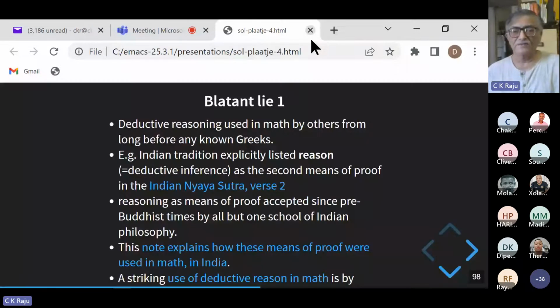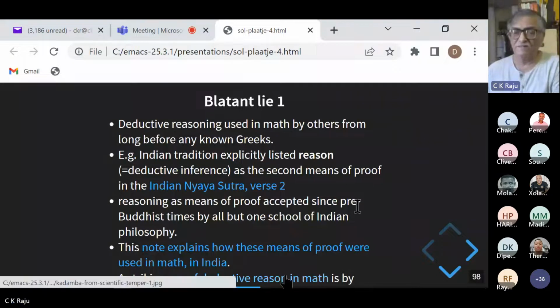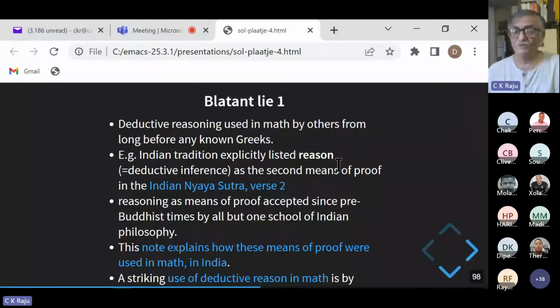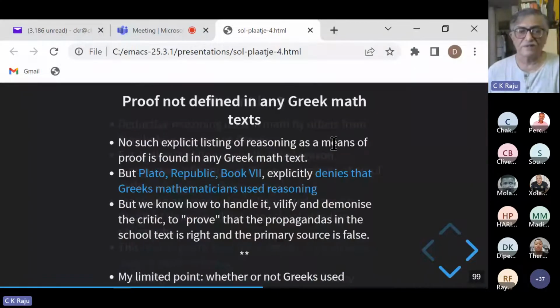All right. And a striking example of the use of deduction in math is the inference by Aryabhat that the earth is round, round like a kadam flower. This is a kadam flower. So this is 5th century. He deduces it. He didn't go out to space to see it.